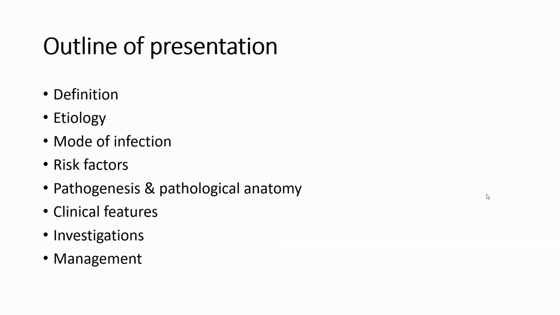Then what is the likely etiology, mode of infection, what are the risk factors, which is followed by the pathogenesis, clinical features, investigation, and then we'll conclude with the management. So basically pelvic inflammatory disease is an upper genital tract infection, which involves the endometrium, tubes, ovaries, as well as the pelvic peritoneum. The patient usually presents with systemic features, in contrast to vulvovaginitis, which is a local infection with no systemic features.